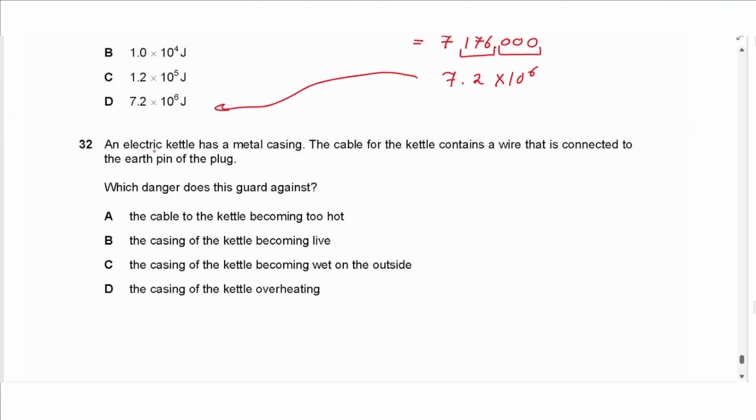Question 32 says an electric kettle has a metal casing. The cable for the kettle contains a wire that is connected to the earth pin of the plug. Which danger does this guard against? So we have choices. The cable to the kettle becoming too hot, that's not the danger. The casing of the kettle becomes live, yes, this is the danger. Since if the live wire touches the metal casing, any person touching the casing of the kettle would get electrocuted. So the answer is B.